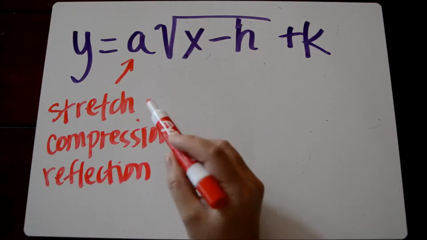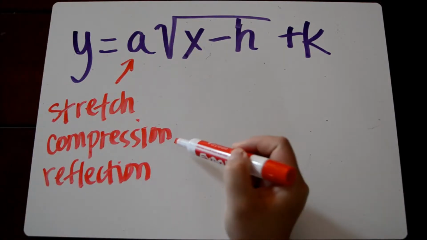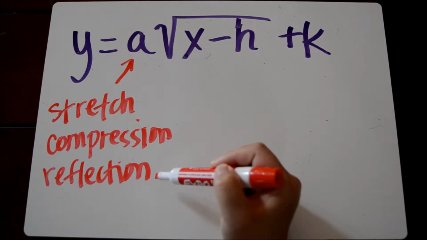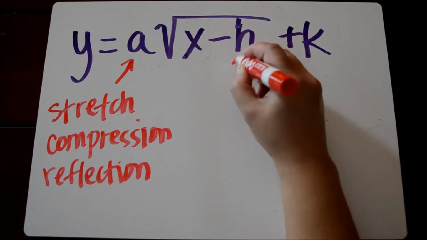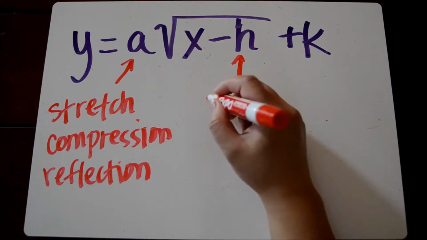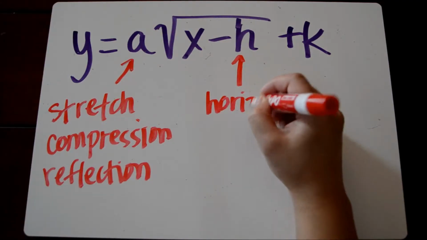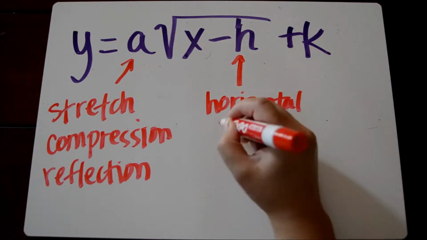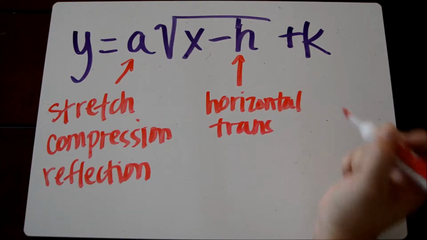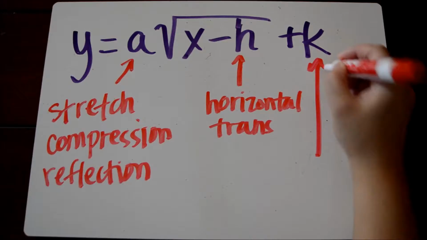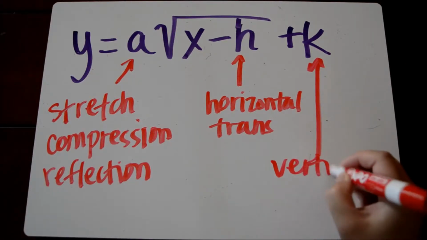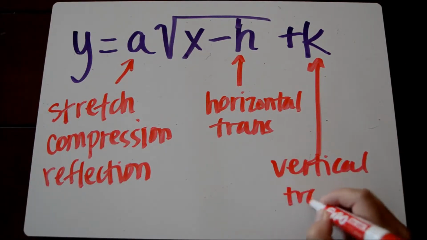Now, if our a value is greater than 1, there was a stretch. Between 0 and 1, a compression, and if it's negative, there's a reflection. Our h value tells us the horizontal translation, so that will tell us if our graph moved left or right. Our k value tells us our vertical translation, so this tells us if our graph moved up or down.